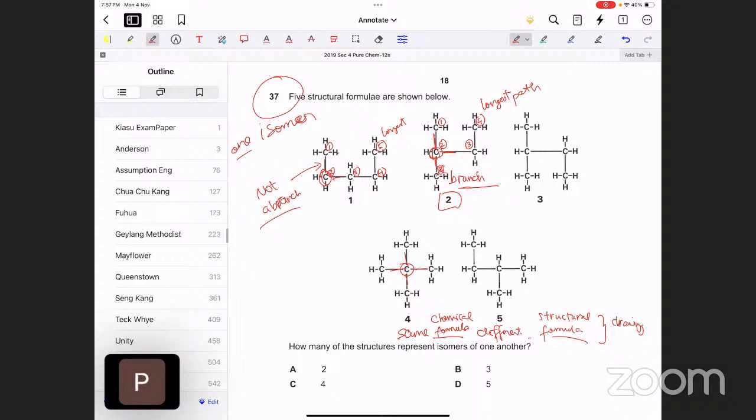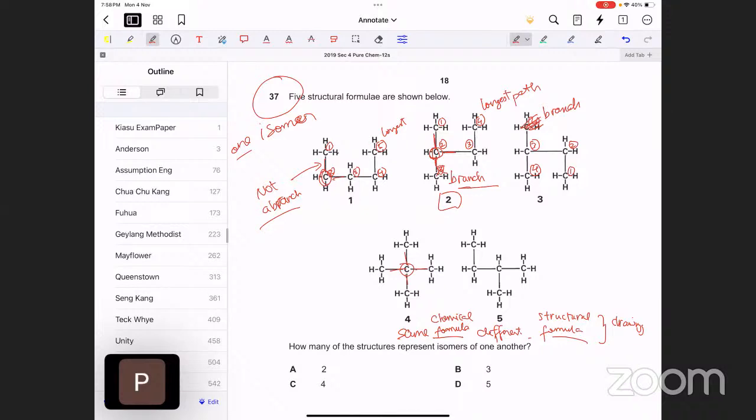Now, number 3. I count here. Number 1, I start randomly. Number 1, number 2, number 3. I can go here number 4 or I can go here number 4. Both do not matter. I just choose one. Therefore, it is obvious that this is a branch.